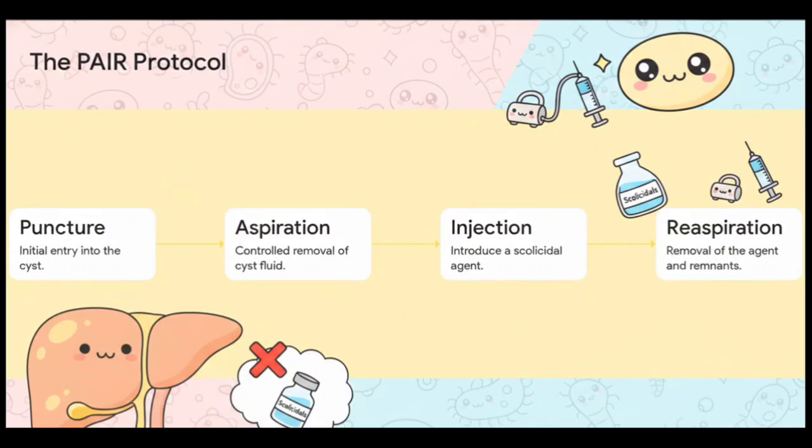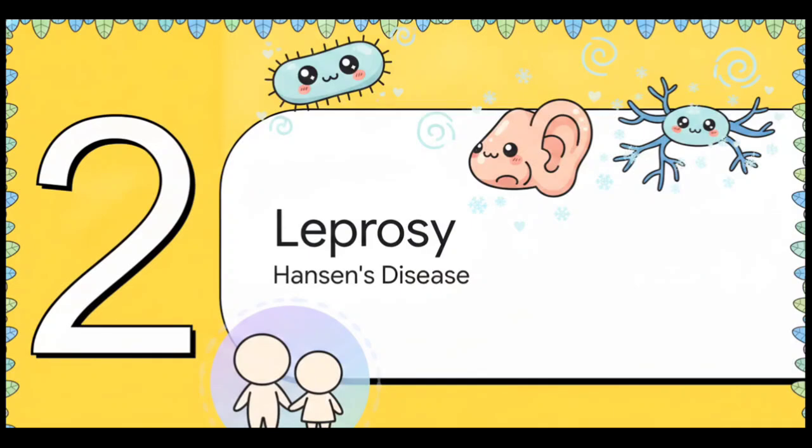So how do we treat the active cysts? Surgeons use a minimally invasive approach called the PAIR protocol. That stands for puncture, aspiration, injection of a scolicidal agent, like hypertonic saline or ethanol, and finally, reaspiration. It's incredibly effective. However, there is a massive catch. If imaging, like an MRCP, shows that the cyst is communicating with the bile ducts, injecting these harsh scolicidal agents is strictly contraindicated. Why? Because doing so can induce severe, irreversible sclerosing cholangitis. Definitely something to avoid.